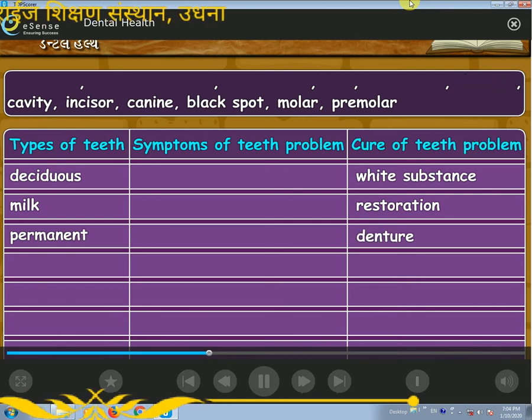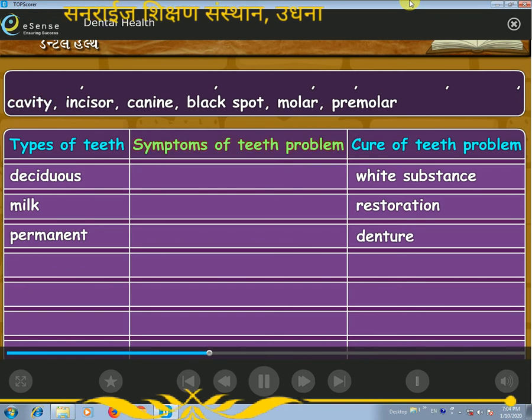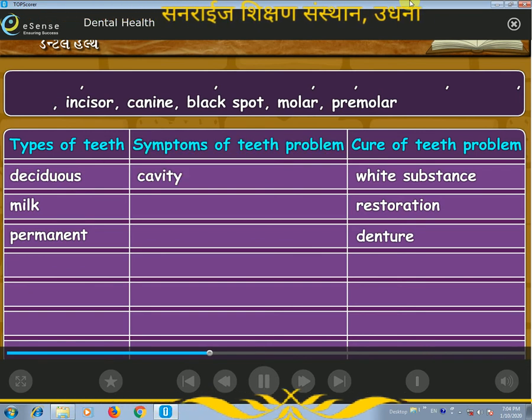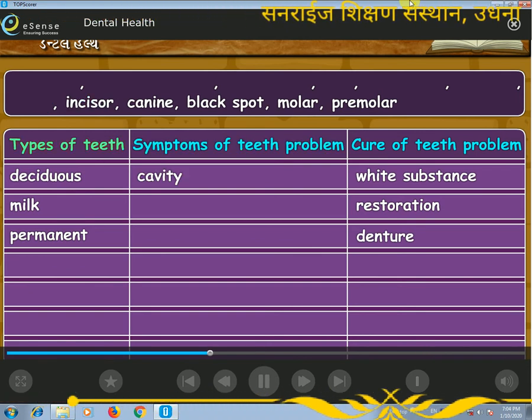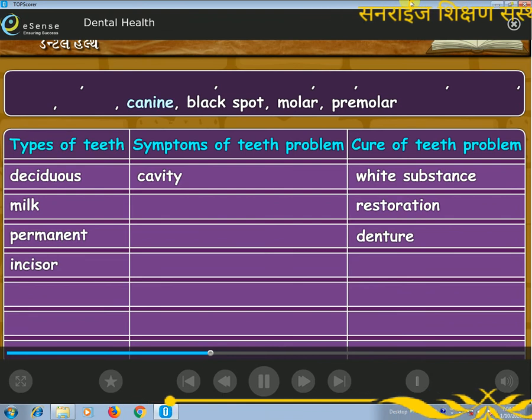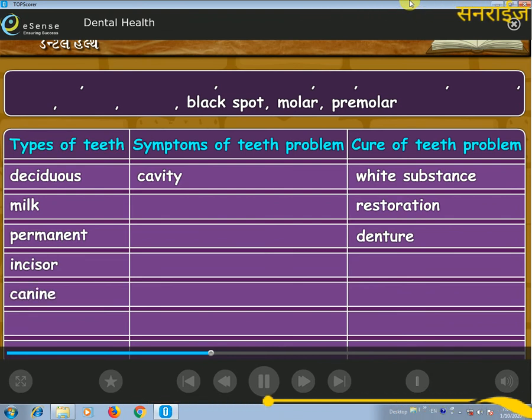Cavity: symptom of teeth problem. Incisor: type of teeth. Canine: type of teeth. Black spot: symptom of teeth problem. Molar: type of teeth. Premolar: type of teeth.